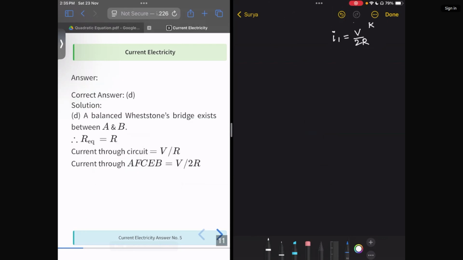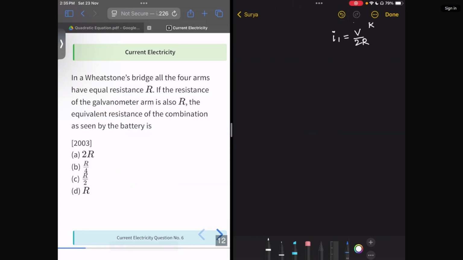Next question. Total current in a circuit will be V by R. In a Wheatstone bridge, all four arms have equal resistance R. If the resistance of the galvanometer is also R, then what is the equivalent resistance of the combination as seen by the battery?